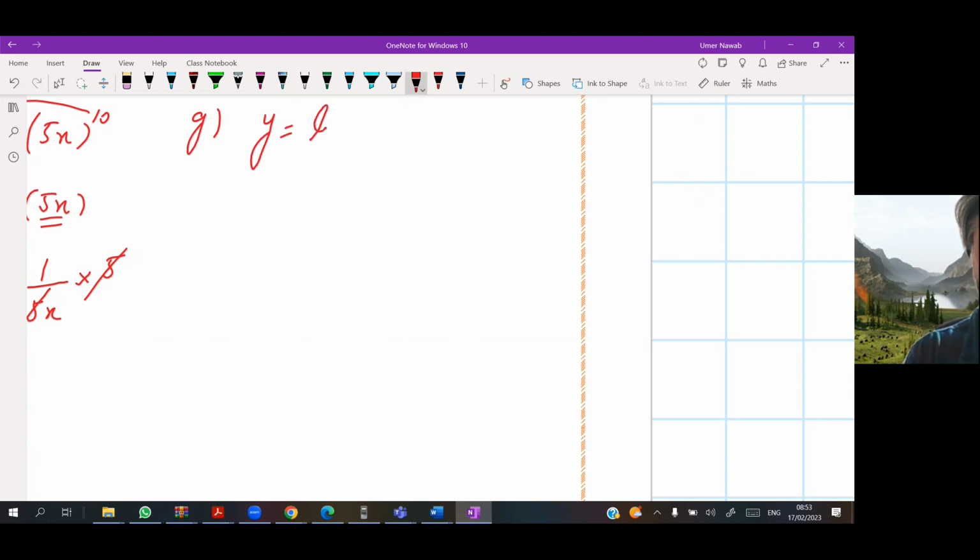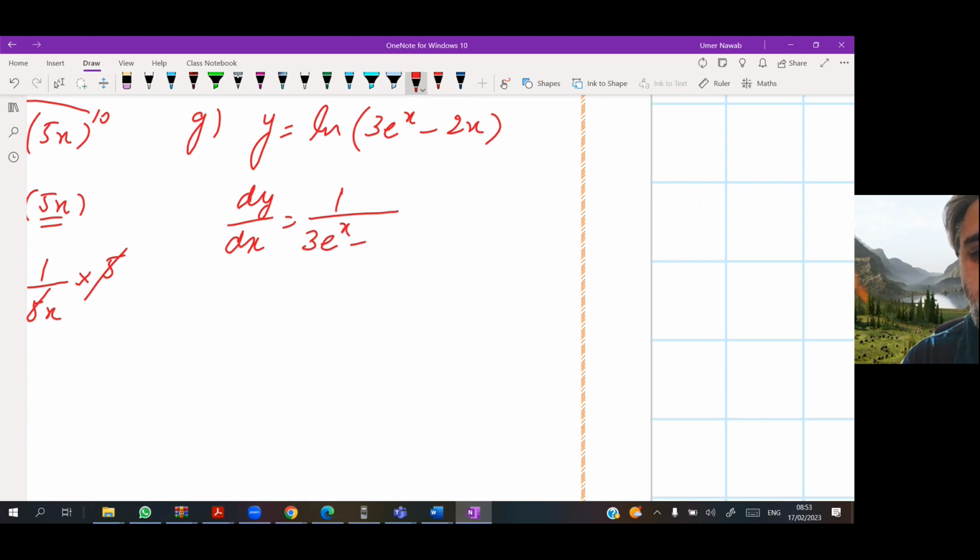Y is equals to ln of 3e^x minus 2x. Now dy by dx. ln tells you reciprocate your argument.